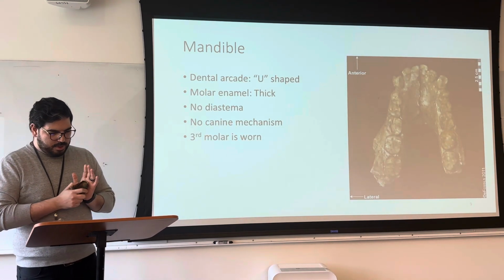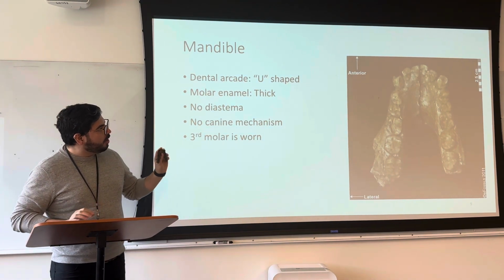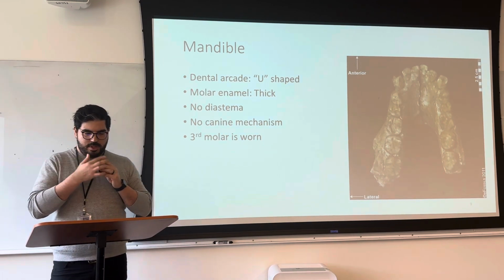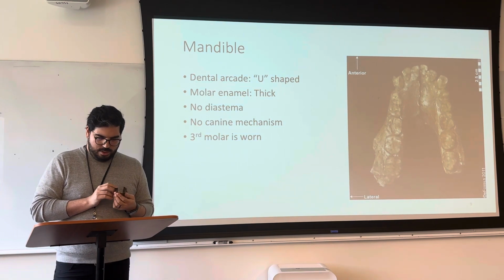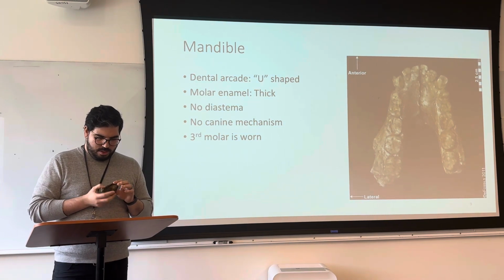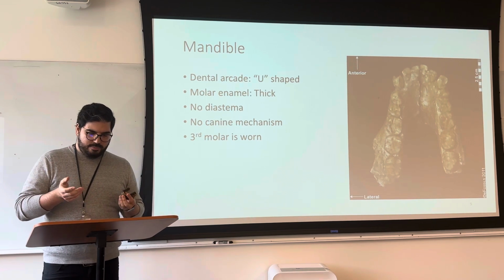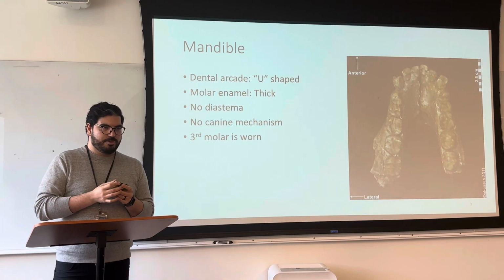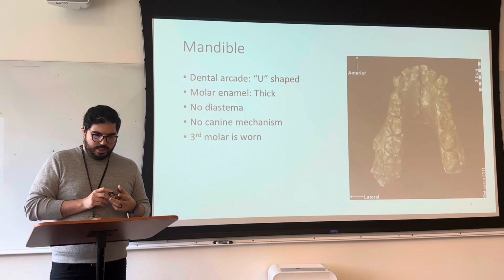So the mandible, let's describe the mandible. We have the dental arcade, U-shaped. You have a better view on the PowerPoint, but we have a U-shaped dental arcade. The molar enamel is thick. There is no diastema. So that indicates that if the canines protruded, they were very, very mildly protruding. We also don't see evidence of a canine mechanism.